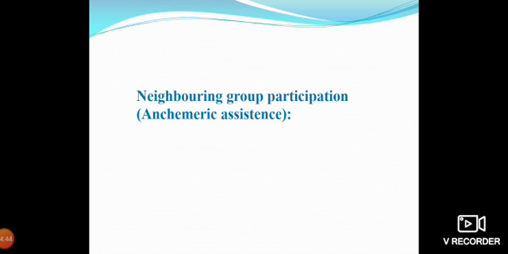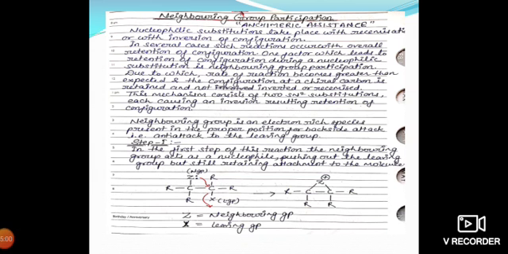Next one, neighboring group participation. What is meant by neighboring group? A neighboring group pushes the leaving group out and participates in the reaction before the external nucleophile enters. And also anchimeric assistance.